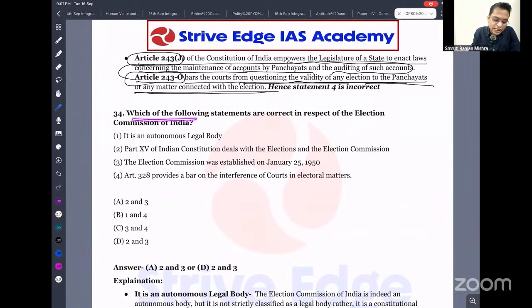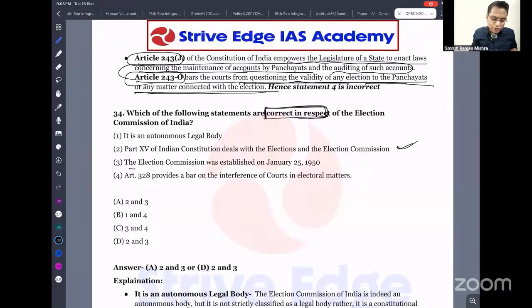Which of the following statements are correct in respect of Election Commission of India? So it is an autonomous legal body. So let's see if you can eliminate something. Part 15, Article 324 of Indian Constitution deals with elections and Election Commission. This statement is right. This is a very factual question. Here it is asking about correct, so first you have to mark it in a box. Don't commit any mistake the moment you see whether it is asking correct or not correct, because the last question may be different. So first you have to put correct or incorrect here.